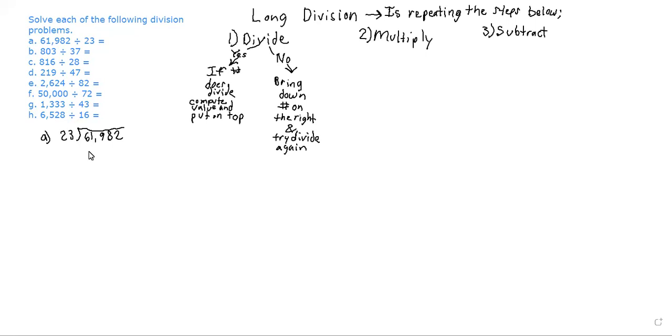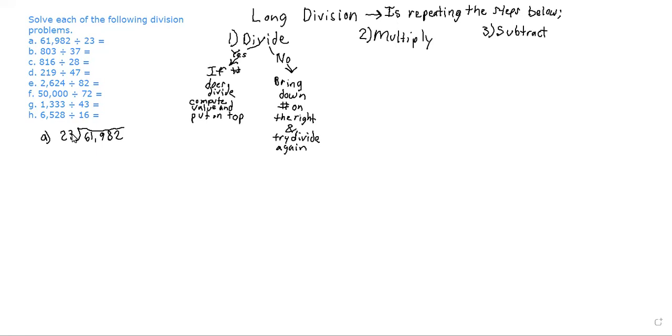Okay. And then once we do the subtraction, we're going to go back and divide again, but this time using the answer that we got from the subtraction. And then we repeat. So we divide, multiply, subtract, repeat. Divide, multiply, subtract, repeat. And we keep doing that until we run out of digits. We have a lot of digits under this division sign. We have 61, 9, 8, 2. So when we run out of digits, then we have our full answer.